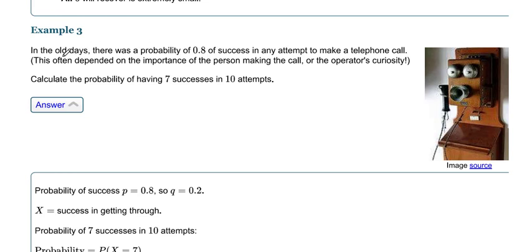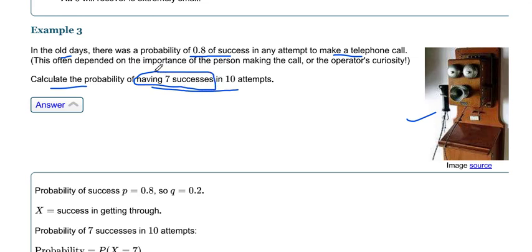In the old days there was a probability of 0.8 of success in any attempt to make a telephone call. If you make a telephone call in this old method, you have a success probability of 0.8. Now calculate the probability of having 7 successes in 10 attempts.